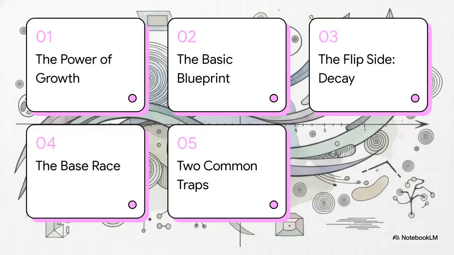So here's our game plan. First, we're going to look at what makes this growth so powerful in the first place. Then we'll build our own basic graph from scratch. After that, we'll check out its mirror image, what we call decay, and then we'll put different functions into a little base race to see who wins. And finally, we'll cover two super common traps just so you can sidestep them completely. Sound good? Let's dive in.